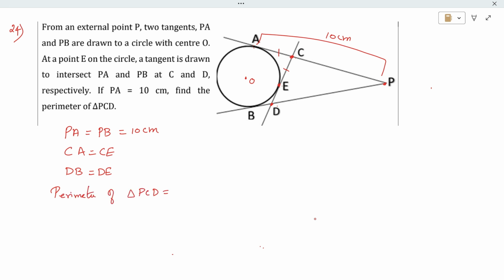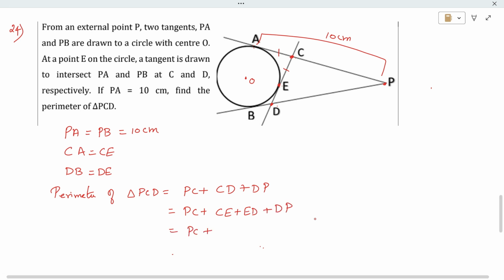So how will I find it? What is perimeter? Sum of the length of all three sides, we call it as perimeter, isn't it? The length of the outer boundary. So I'm going to add all the three sides, PC plus CD plus DP. So here CD I'm splitting, since E is a point on CD. So I'm splitting CD as CE plus ED, plus DP. So now change CE as CA. Okay, because we know, let it be equation 1, so from equation 1 we know CE as CA, right? So I'm replacing CE as CA.